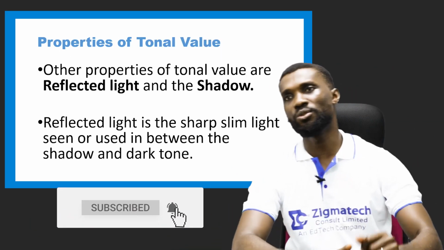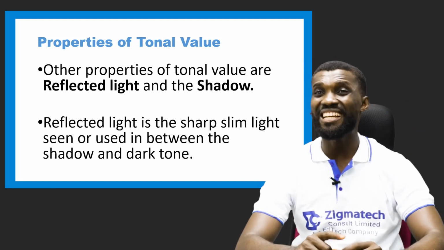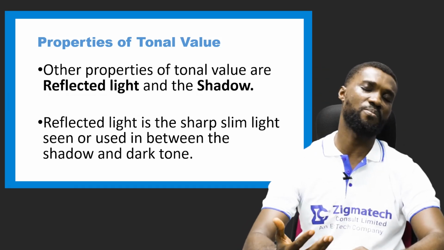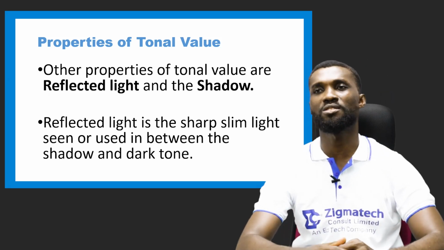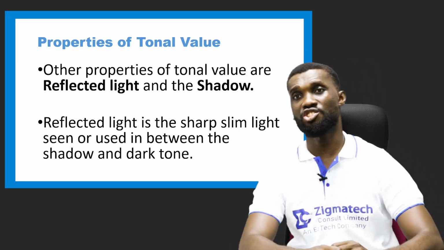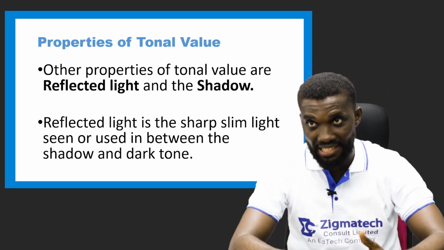Now let's look at the properties of tone, of tonal value. There are two major properties of tonal value, and these include the reflected light and the shadow. So whenever you hear the word in your WAEC, they ask you, what are the two properties of tonal value? You just know that it's what? Reflected light and what? The shadow. Now other properties of the tonal value include reflected light, like I say, and shadow.